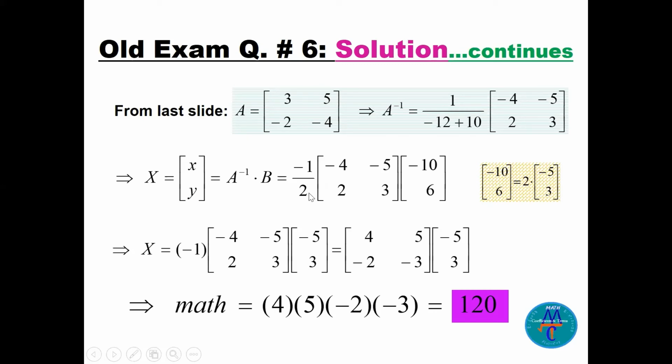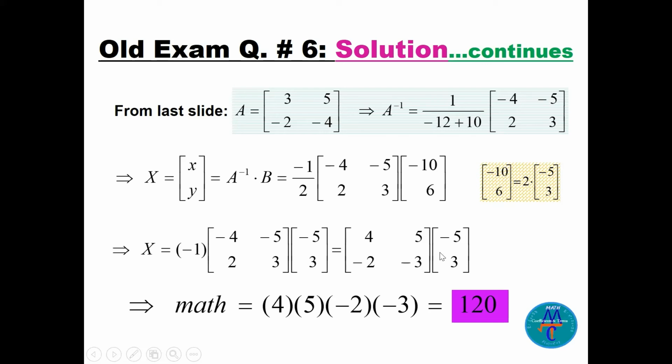There is a 2 there, and there is a half. So this half multiplied by this 2 will be 1, and then there is a minus 1. I multiply by this 2 by 2 matrix. So now x will be [4, 5; minus 2, minus 3] times [minus 5, 3].